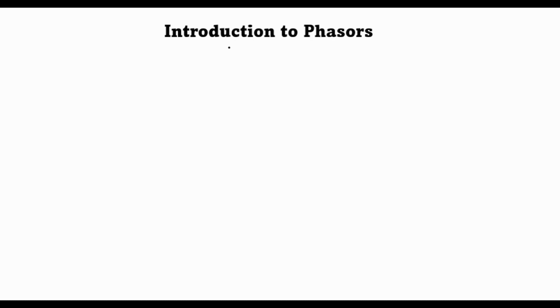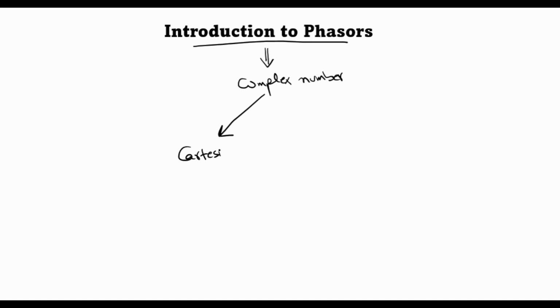In today's lecture, we'll be introducing phasors. So, phasors are a way of representing complex numbers. And complex numbers can be represented either in the Cartesian form or in the polar form.